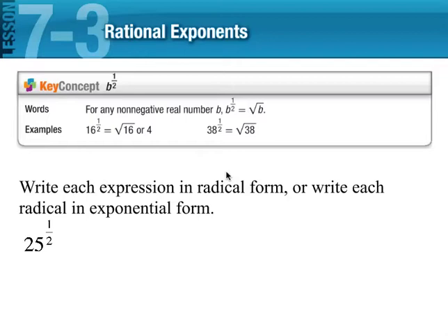And so real quick, here's the key concept. B to the 1/2 power is nothing more than the square root of b.